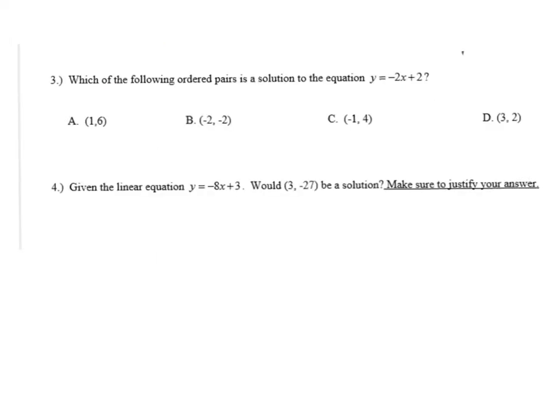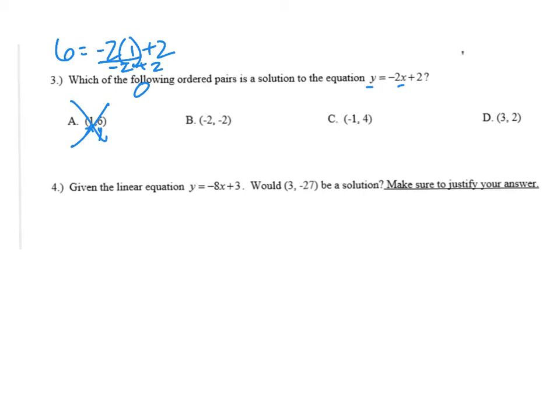Now this other part we didn't go over too much, but it shouldn't be hard to figure out. I've got an X and a Y on every single problem, and all I'm going to do is plug them in. So Y, which is 6 for this first one, equals negative 2 times 1 plus 2. Well, negative 2 times 1 is a negative 2. Plus 2 would give me 0. This one is not a solution. I'm going to do it for all of them, and I'm going to circle the ones which are a solution.